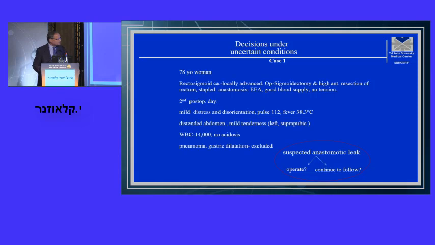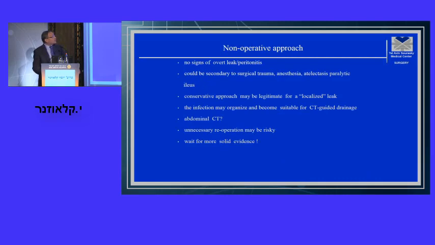She has probably suspected an anastomotic leak or some other diagnosis, quite common, that may lead to this picture. And should we operate or continue to follow? Non-operative approach. The order was selected according to the voting. So the fact that we present a non-operative approach first does not mean that this is the primary option or the reverse one.